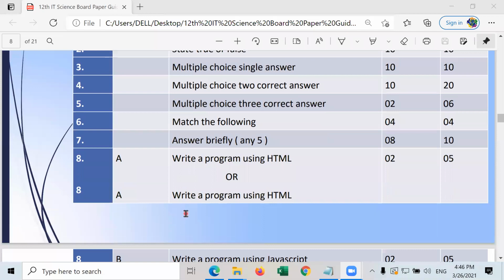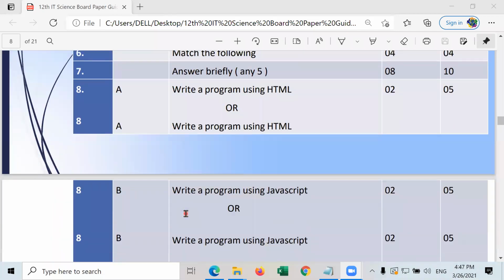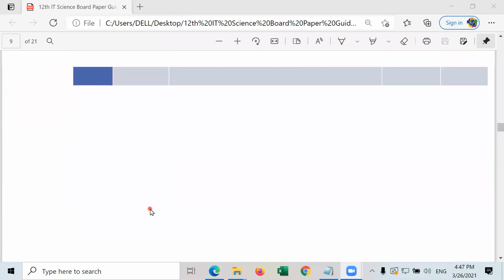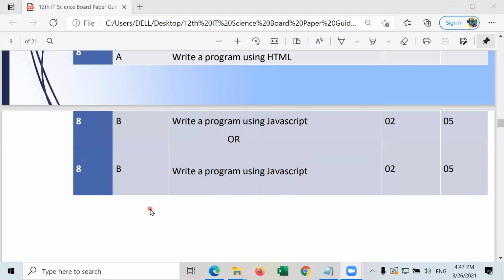I have talked about question number 8, and question 8A and 8B. Now, how will you study? You have to study your IT textbook first. You have to buy the IT textbook by Bal Bharti. We will study all the theory. After you study all the theory, solve all the questions which are given below each chapter.